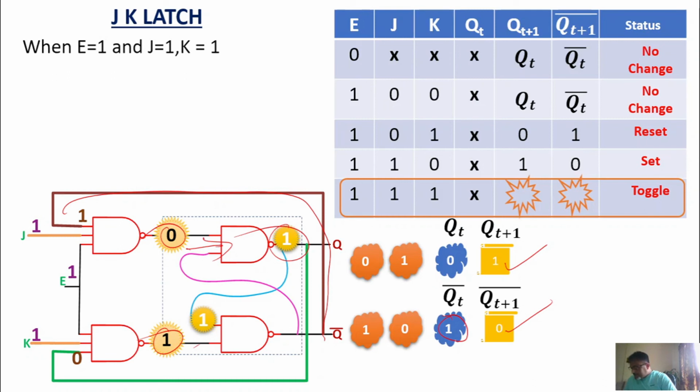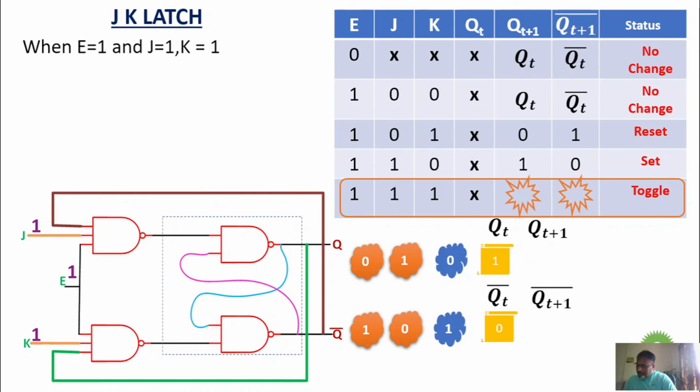Similarly, next see what will happen. Next, the previous Qt+1 and Qt+1 bar will become Qt and Qt bar for this state. Now let us see what will happen. You get 0 here and 1 here, and you know that here you get 1 and here you get 0, and once again here you get 1 because of the 0. This 1 will be propagated to this, and what you get is 0 here, and that is Qt+1, and Qt+1 bar for this Qt and Qt bar will be 0 and 1.